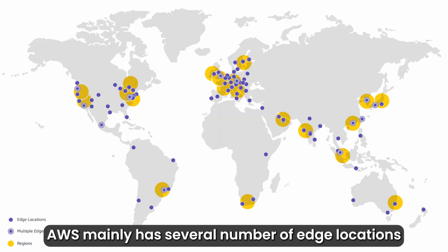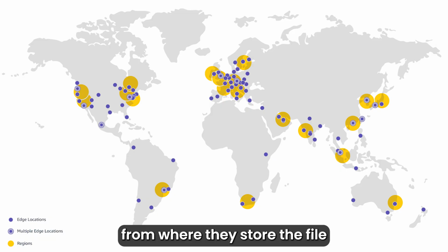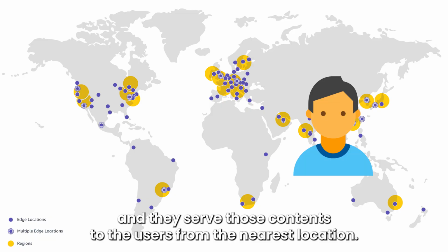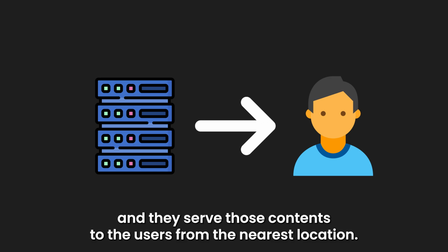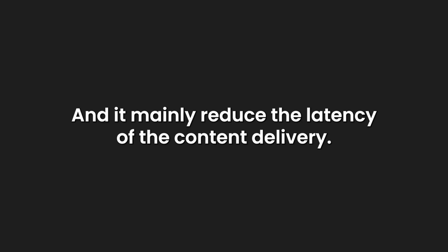AWS has a number of edge locations where they store the files for some amount of time and serve that content to the users from the nearest location, and it mainly reduces the latency of the content delivery.